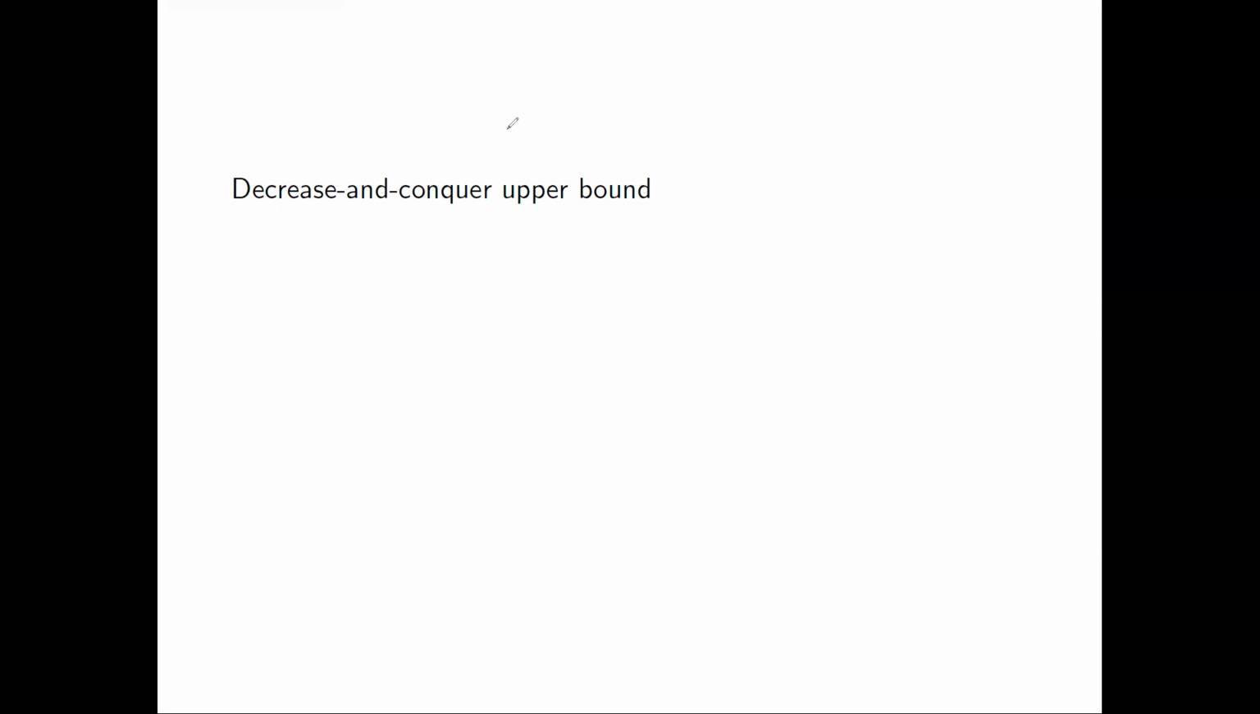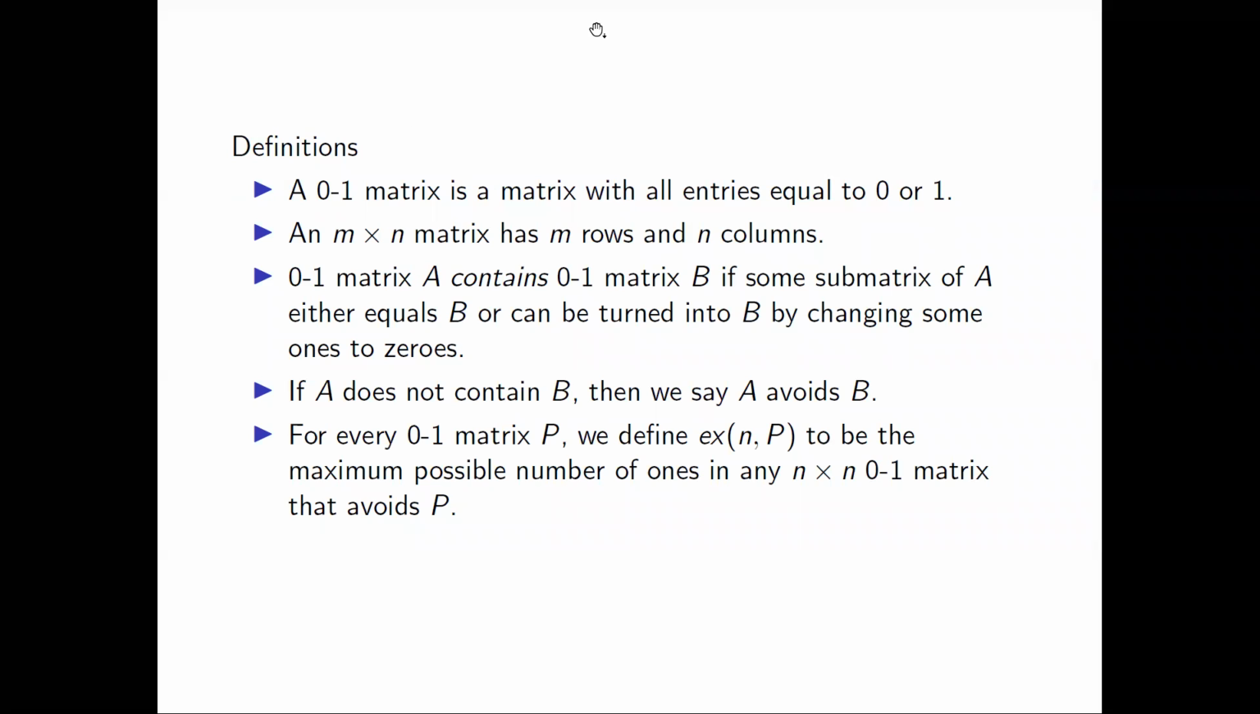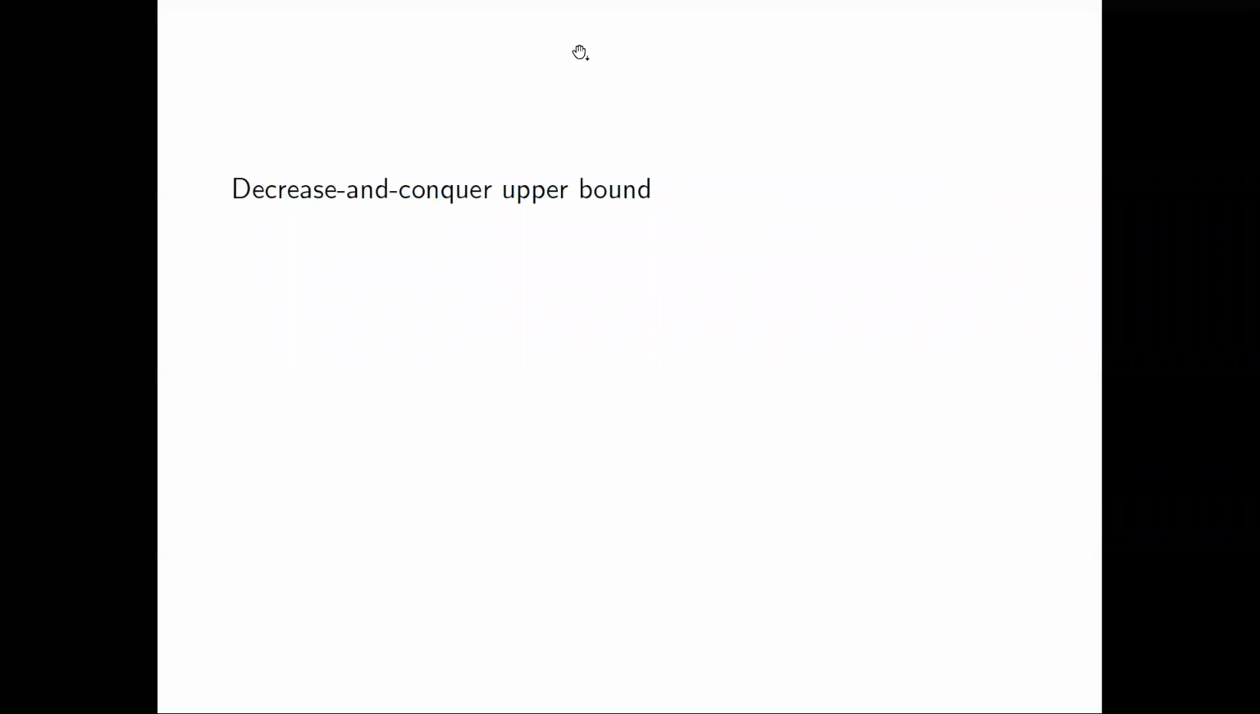So for this upper bound, before I mention it, I want to mention a trivial upper bound that I mentioned in the last video on 0-1 matrices. So for this trivial upper bound, I'll quickly go back to the last slide just to point to the definition. So this EX of n, P was the maximum possible number of ones in any n by n 0-1 matrix that avoids P. So the most number of ones you could have in any n by n 0-1 matrix, it only has n squared entries. So you can have at most n squared ones. So we can get a trivial upper bound from that, which I'll put on this slide.